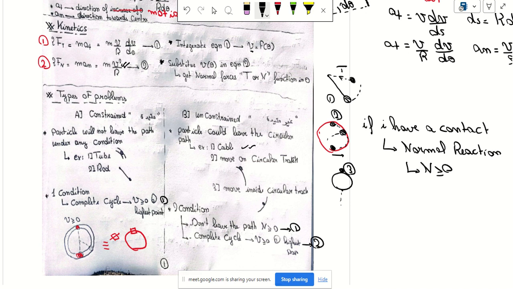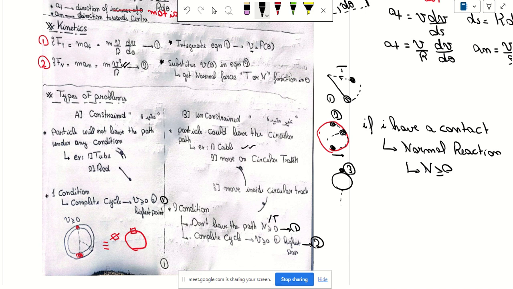We only have one condition to check, while in the other one, the unconstrained, the particle could leave the circular path at any point, like for example a cable moving in a circular track or moving inside a circular track. We have two conditions. The first one is that the particle does not leave the path, and this means we just need to ensure there is a contact between the particle and the track, which means that N is greater than or equal to 0, where N is the normal reaction, or T if we are dealing with a cable.